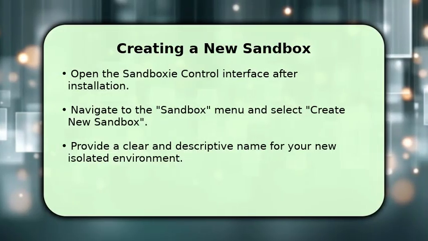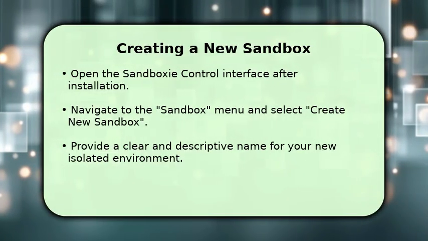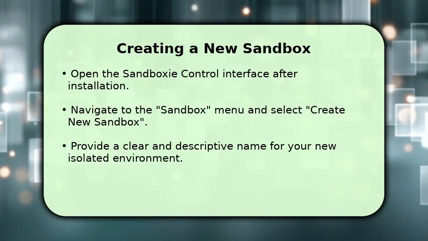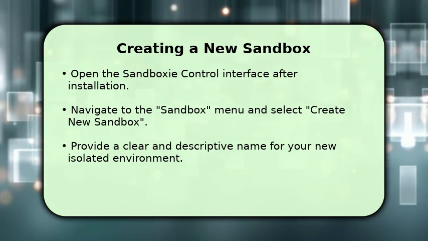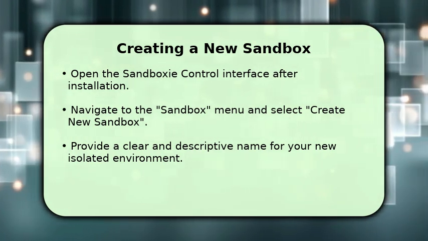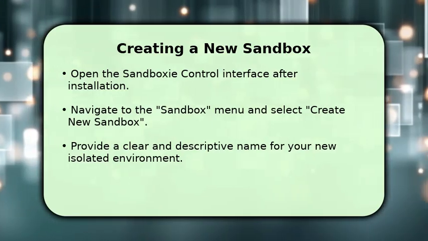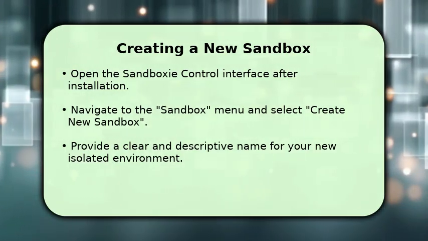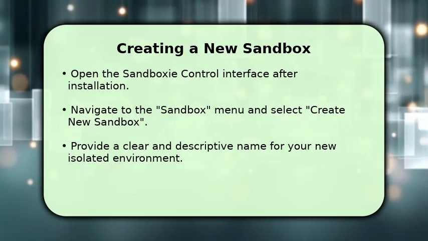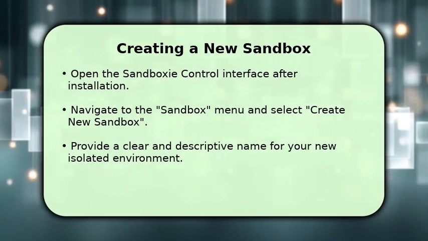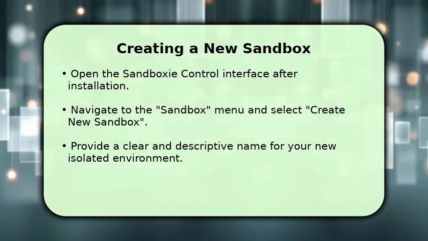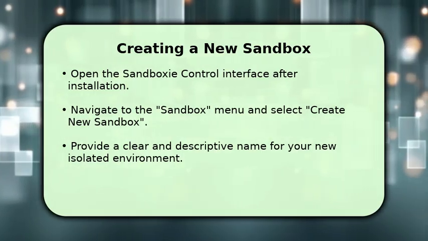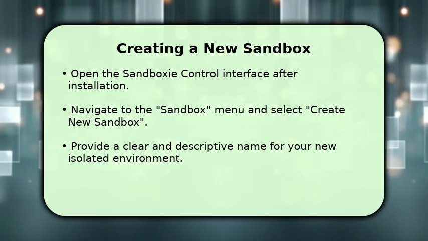With Sandboxie installed, it's time to create your first isolated environment. Open the Sandboxie control panel, which should launch automatically or be accessible from your desktop. From the menu bar, click on Sandbox, then choose Create New Sandbox. You'll be prompted to give your new sandbox a name. Pick something descriptive, like web browser sandbox or untrusted apps, so you easily remember its purpose. This step is quick and sets up your secure space.